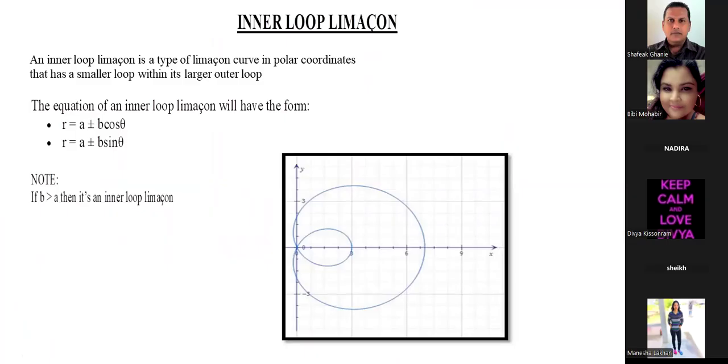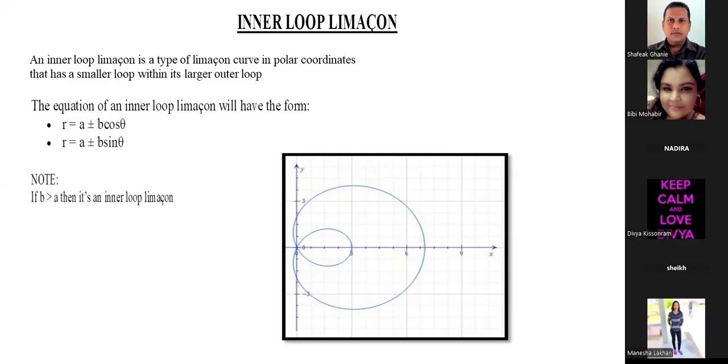Now we're going to look at the inner loop limaçon. An inner loop limaçon is a type of limaçon curve in polar coordinates that has a smaller loop within its larger loop. For example, here we see a larger loop and then a smaller loop inside. This is what you call an inner loop limaçon.